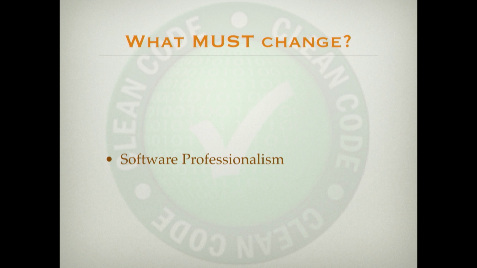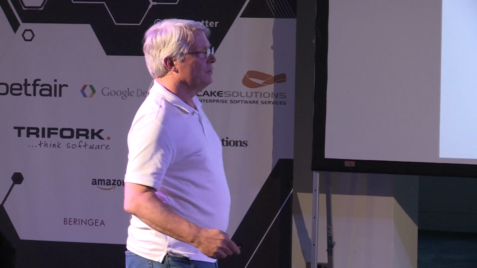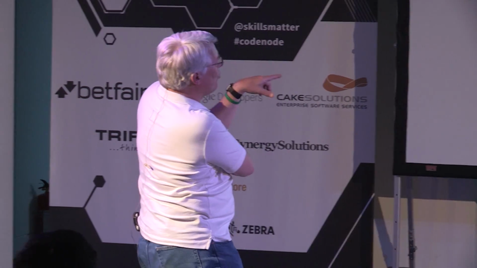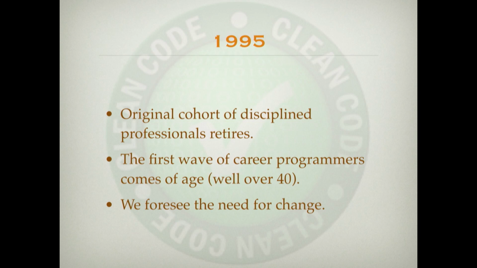What must change for us is our level of professionalism, a level that we lost because of the incoming flood of young people, and something we're going to have to reclaim. Some kind of level of discipline, which we don't have much of. The original cohort of disciplined professionals retires in 1995. All those old guys who got a whole bunch of really cool stuff done retire right around then.